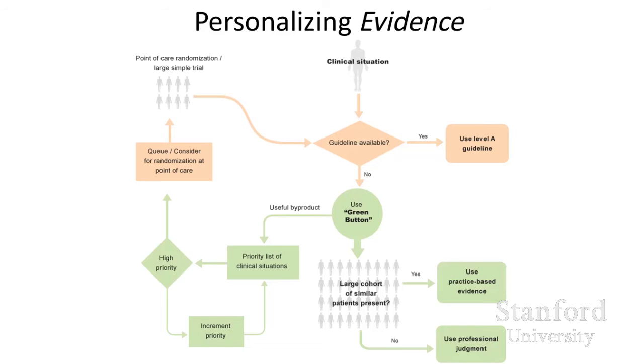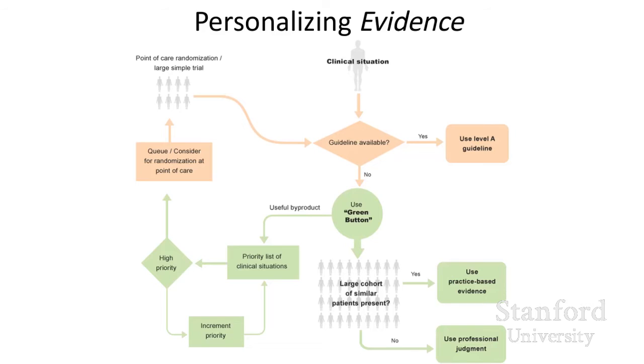And of course, it's kind of hard to define similarity and so on, and there's lots of research on that front. But if you have a clinical situation, you have a patient in front of you, there's a practice guideline based on an RCT, by all means go ahead and use that. That's the orange diamond and then the orange box on the right-hand side. But if you don't, then press this thing, which we're calling the green button, build a cohort of similar patients. If you have it, great, use practice-based evidence. Otherwise, keep doing what you were going to do anyway.